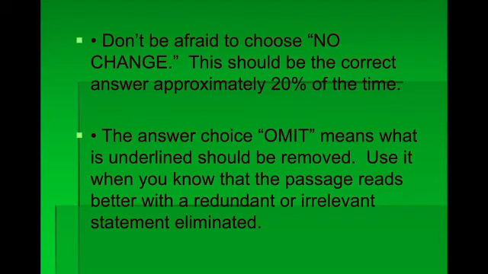The answer choice that you might see every once in a while on the ACT, omit. Omit means what is underlined should be removed. So if they give you the choice to omit a certain word or a certain phrase, that means you are removing that particular part of the sentence. Use that when you know that the passage reads better with the redundant or irrelevant parts of the statement eliminated.